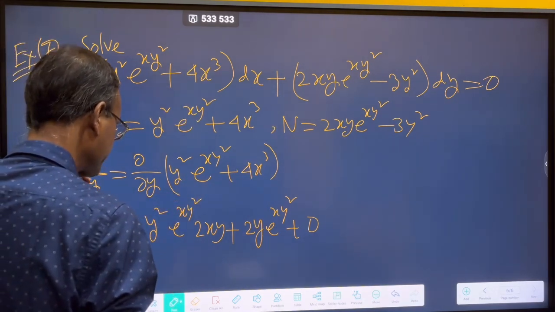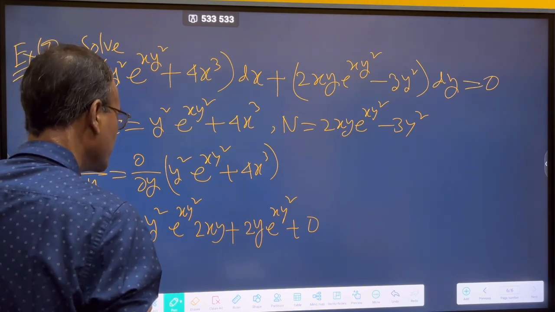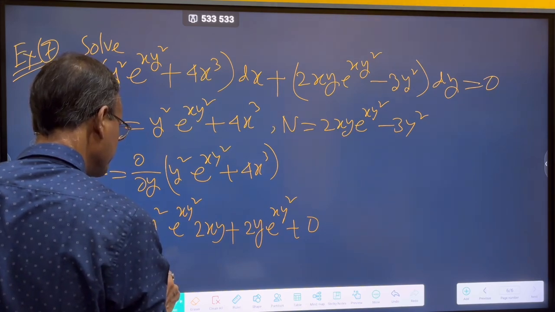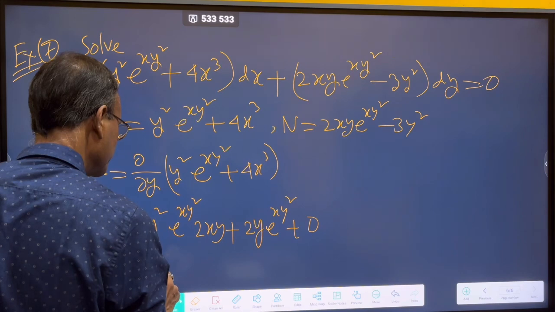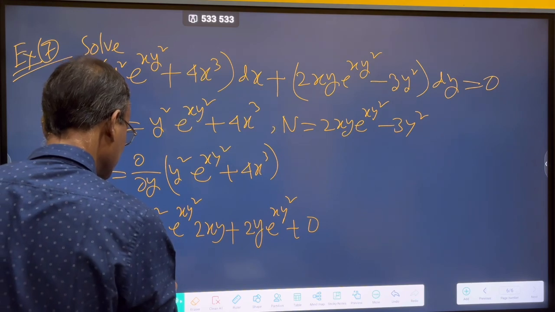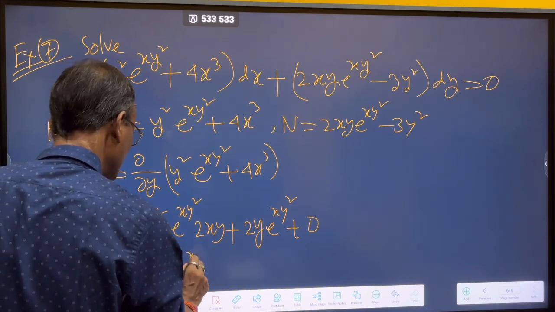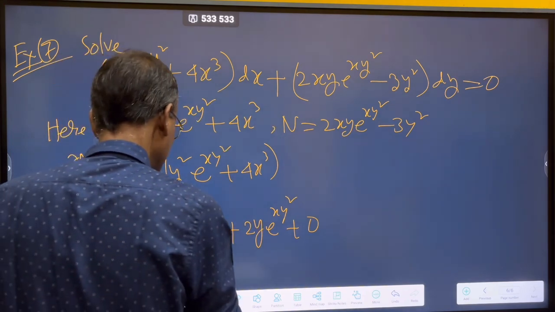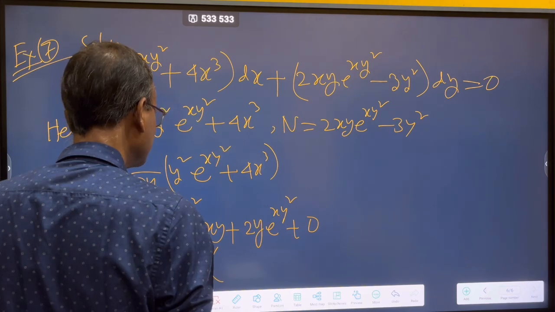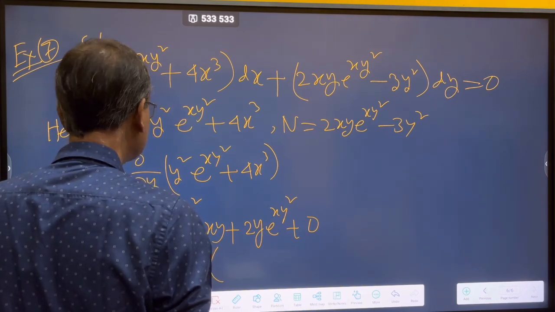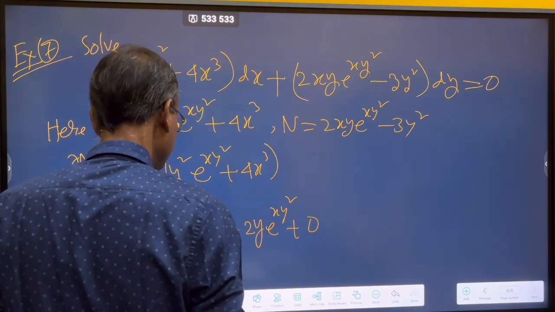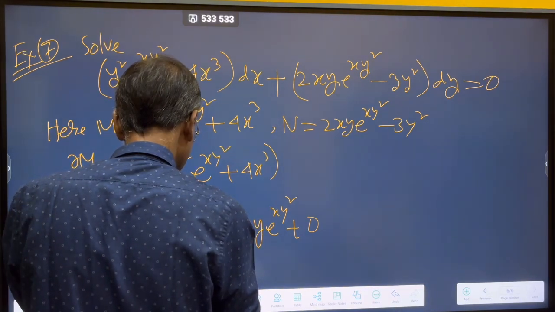This is equal to, with respect to y, 2y e^(xy²) times 2xy².